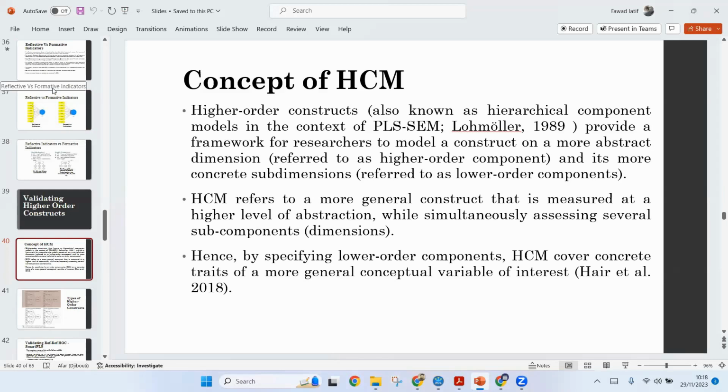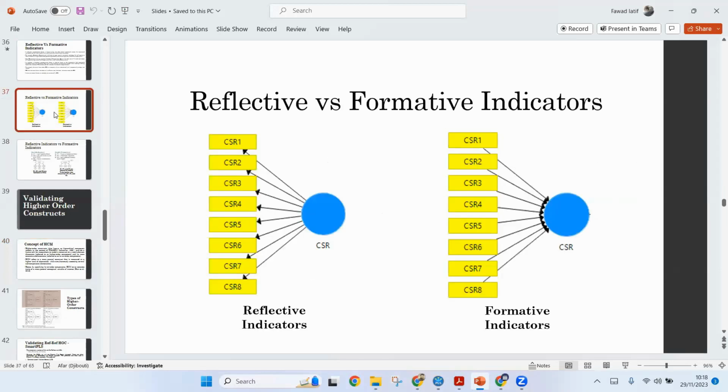So yesterday we started focusing on the reflective and formative indicators, and we discussed how they look in the model. If the arrows are pointing towards the indicators, then it is a reflective construct. And if the arrows are pointing towards the latent variable, that is the unobserved variable, from the indicators, then this is a formative construct.